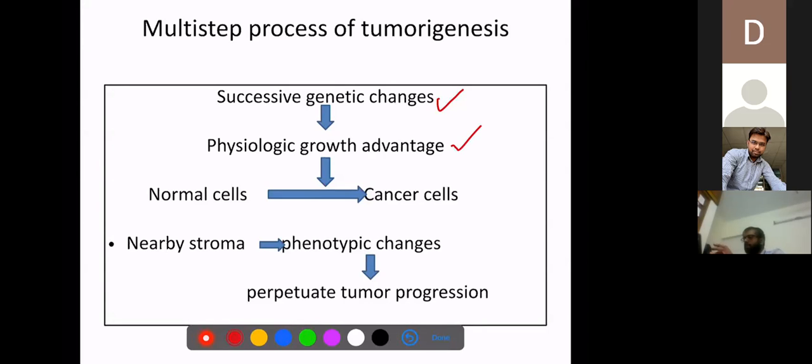Okay. What does this do? This physiological growth advantage makes the normal cells get converted to cancer cells. So this is regarding the cancer cells. Okay. What about the nearby stroma? So the stroma also undergoes some physiological changes, which will perpetuate or increase the tumor progression.